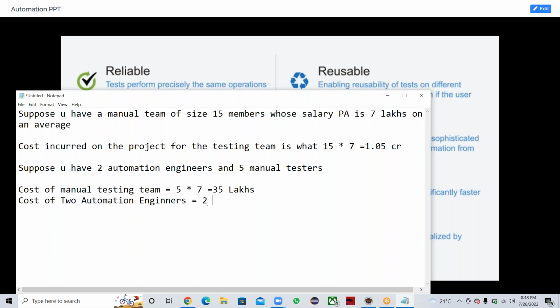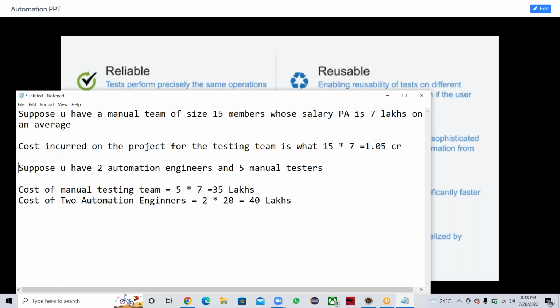The cost of 2 automation engineers, provided they are top notch, is 2 into 20. I'm talking about top-notch automation engineers. Yes or no, guys? So how much will it cost? 75 lakhs. So 1.05 minus 75, how much would the cost be? A 30 lakh difference, right? So a 30 lakh difference on a project works out for them.